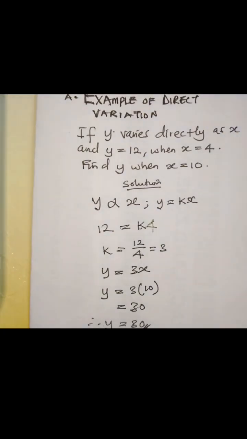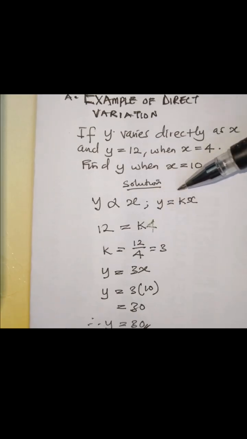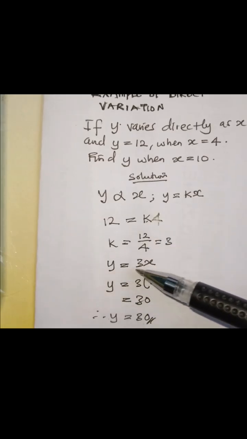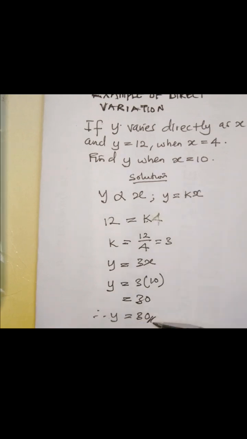So let's recap what we have done so far. In direct variation, the equation is always one quantity equals another quantity multiplied by the constant. This is the equation or formula of direct variation. Before you solve, you have to substitute the first group of values in order to find the constant. Once you find the constant, you write the formula connecting the two quantities, and then you go ahead to solve the remaining equation.